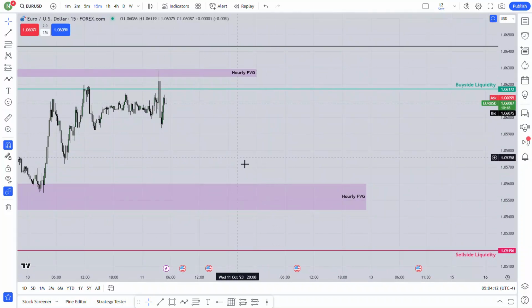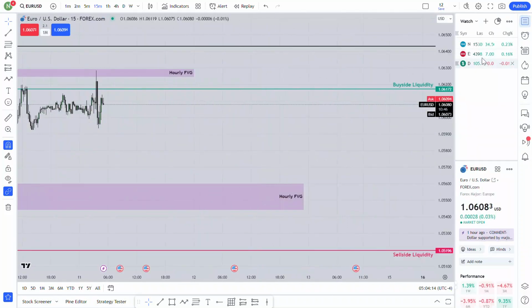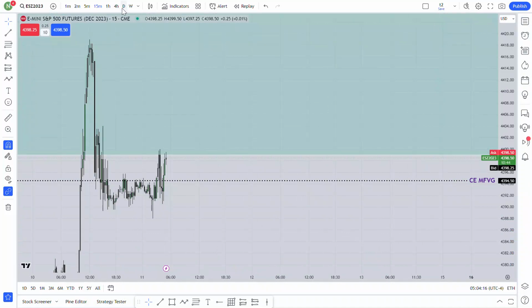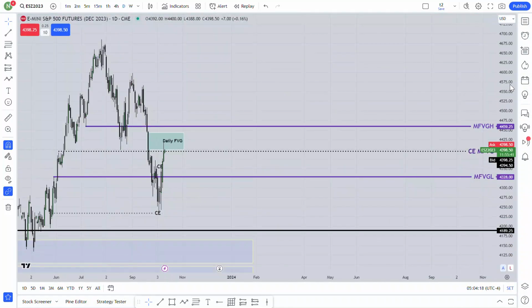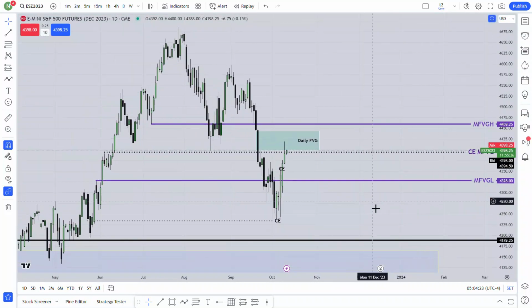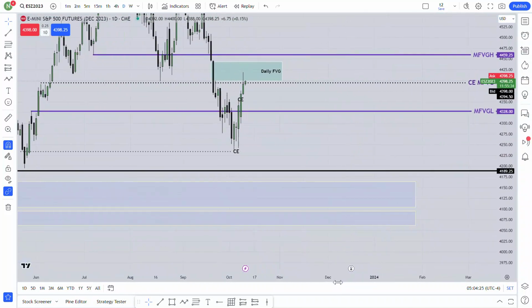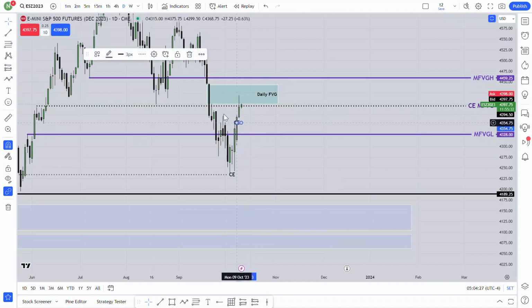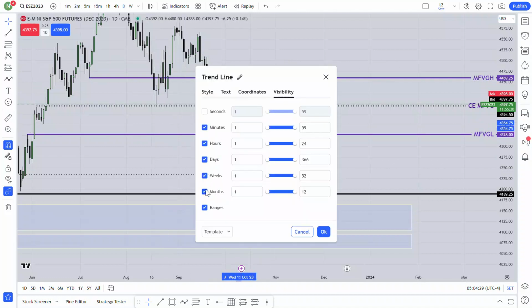So I have spent too much time. I'll go to the mini S&P first, and then finally I will go to the Nasdaq. If you look at the price over here, this is the daily chart from the mini S&P. I'll just move this on.